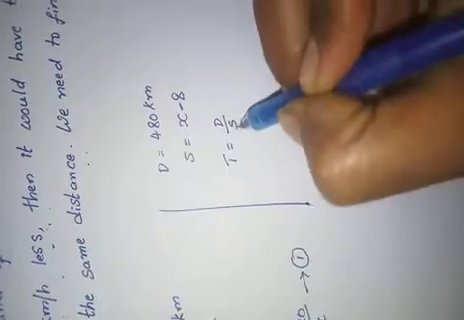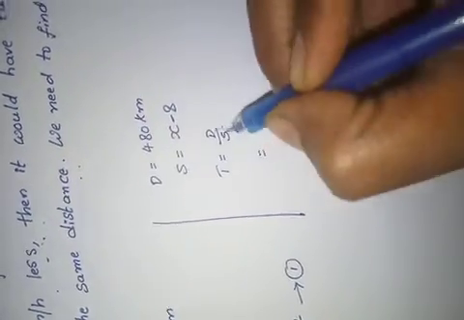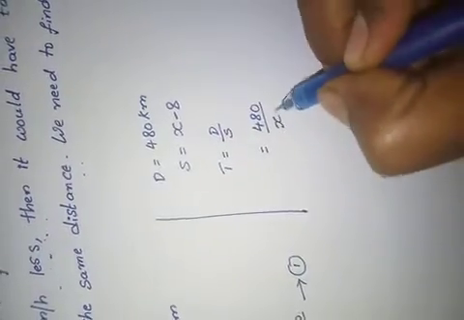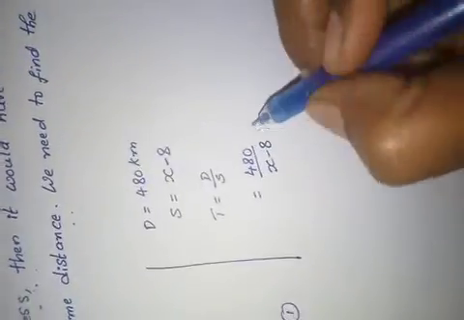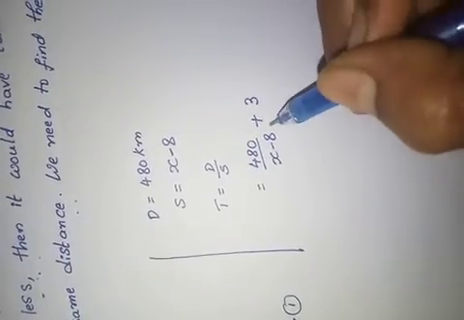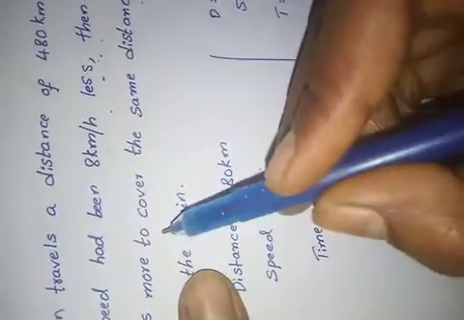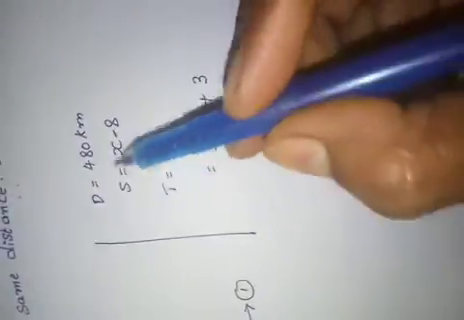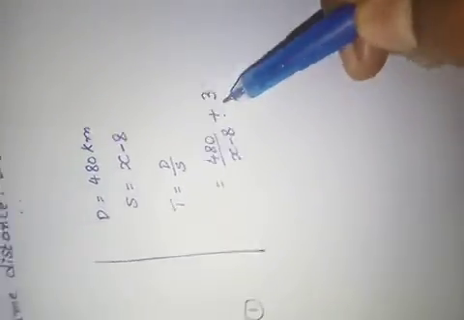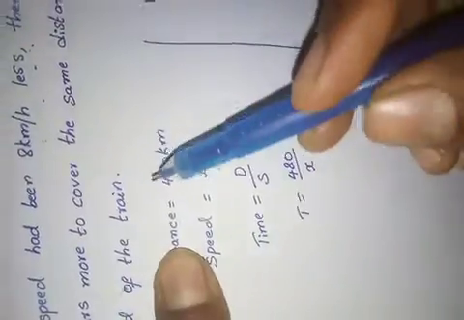Time equals distance by speed. Distance is the same, 480, by speed x minus 8. Now how much is the time taken? 3 hours more. More means plus. It takes 3 hours more to cover the same distance, so we have to add it. We need to find the speed of the train.